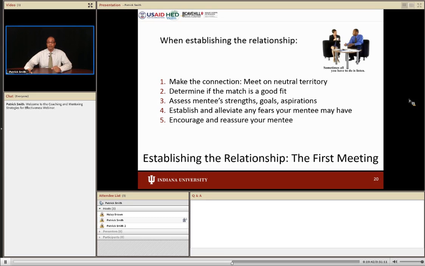Establish and alleviate any fears your mentee may have, and also encourage and reassure your mentee. Oftentimes, they are somewhat intimidated from a standpoint of how they're going to move forward or even taking that first step. If your mentee is already established in their business venture, then you may want to focus more on goals, their strength, or their vision, and making sure that they have the proper tools and resources to make sure that they're going to be successful as they move forward.